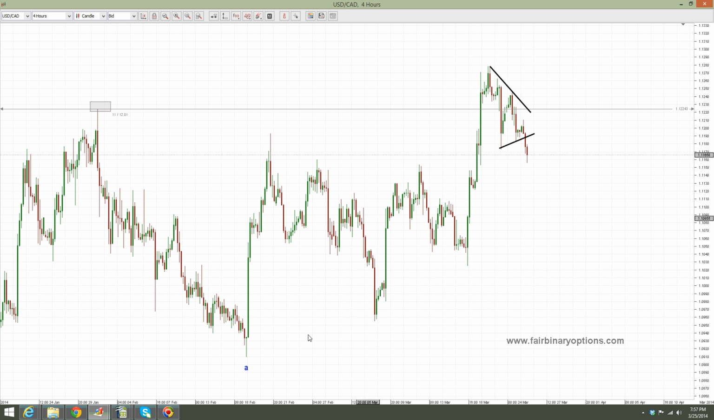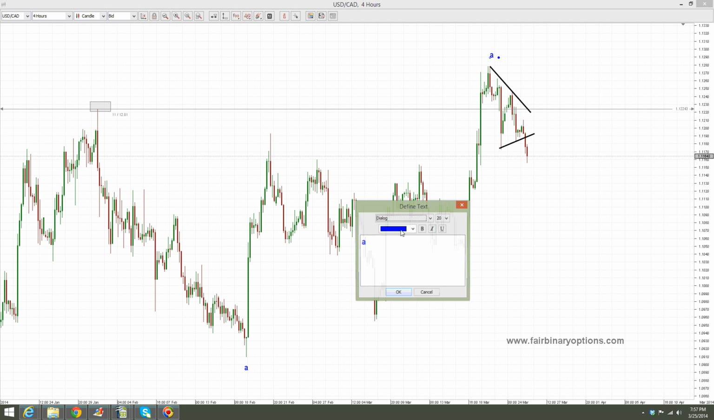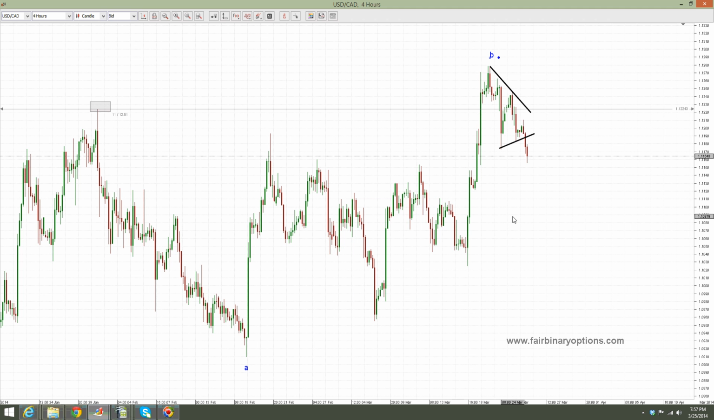If this leg of the triangle, the B wave to the upside, is supposed to end there, then this would be an irregular variation of a contracting triangle. But this one ends when the E wave ends, and the E wave ends here: A, B, C, D, E. So this is the end of the contracting triangle of a low degree.